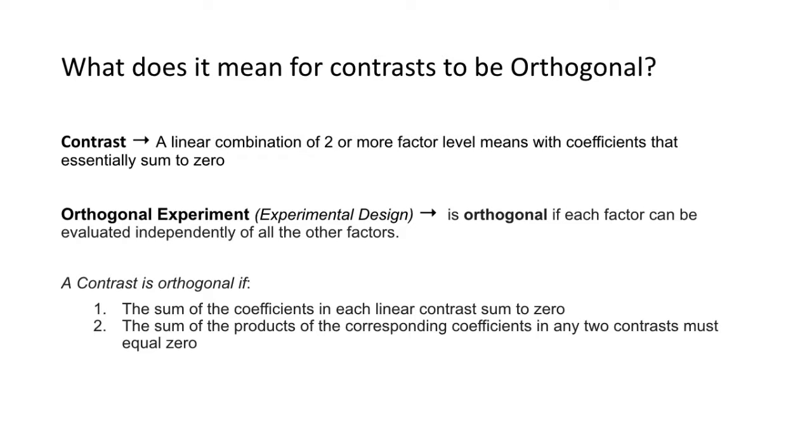What does it mean for a contrast to be orthogonal? Well, to clarify and review, a contrast is essentially a linear combination of two or more factor level means with coefficients that sum to zero. So knowing this, an experiment in experimental design is orthogonal if each factor can be evaluated independently of all the other factors. So a contrast is orthogonal if the sum of the coefficients in each linear contrast sums to zero. Furthermore, the sum of the products of the corresponding coefficients in any two contrasts must equal zero.